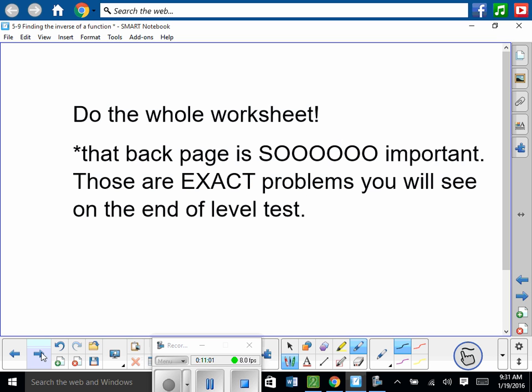Ready, set, go. Now understand something. That back page is so important. Those are exact problems that we're seeing on the end level test. So I need you to take the back page very seriously. I want you to check all your answers with me. You've got to get these right, people. Go, go.